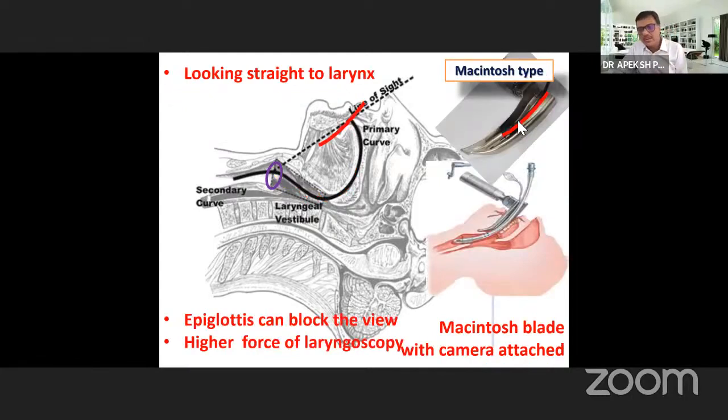And if you look at the Macintosh type video laryngoscope, the camera is positioned here, and it's looking upside down. The epiglottis can partially block the view. And still, if you are using a Macintosh type of video laryngoscope, you still need to lift the tongue above this line. So the Macintosh type of video laryngoscope does not decrease the force of laryngoscopy. It does not enable us to look beyond the curve of the tongue.